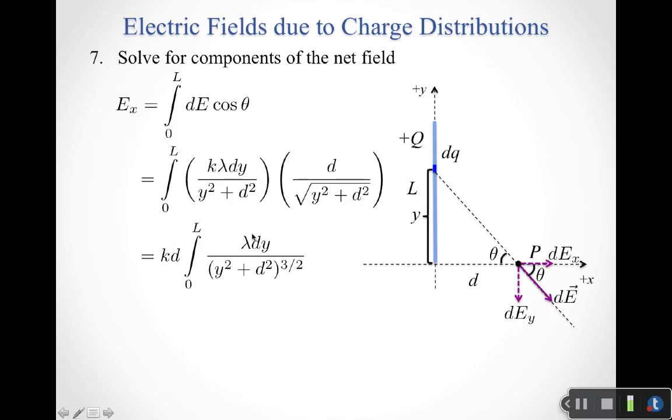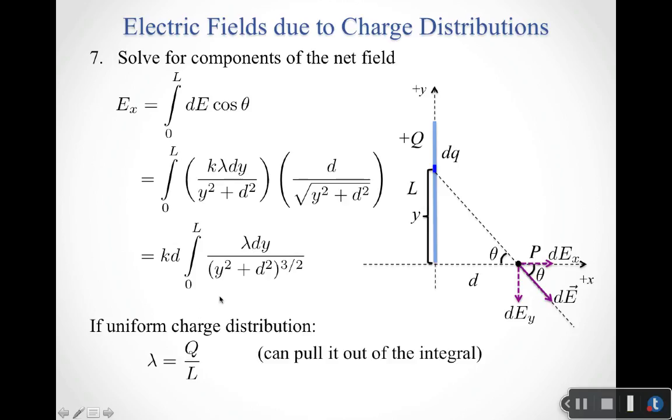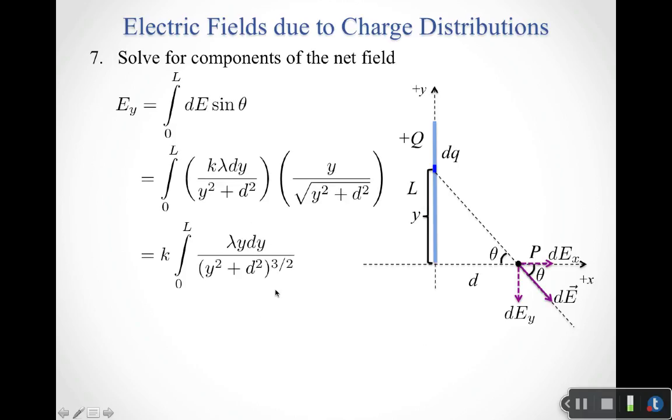The only thing left to care about is, what do I need to do with lambda? There are one of two choices. Either you have a uniform charge distribution, in which case lambda is just q over L, and it can also come out of the integral, or lambda is given to you as something that depends on y, and then you would leave it in the integral. So once we figure out what we need to do with lambda based on what we're told in the problem, this now becomes the integral that I need to integrate.